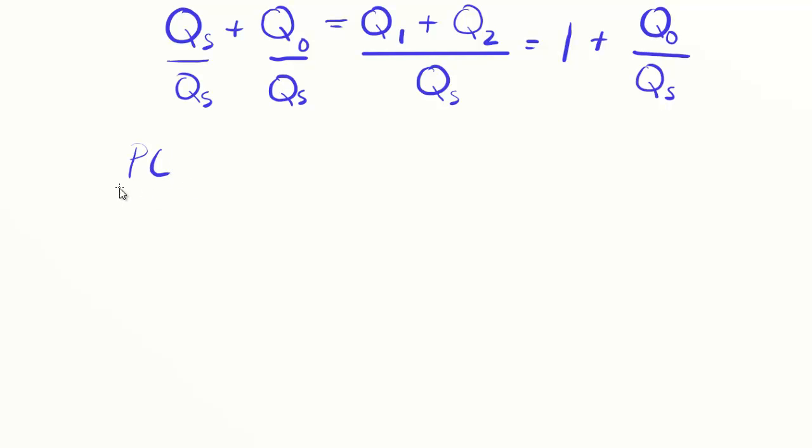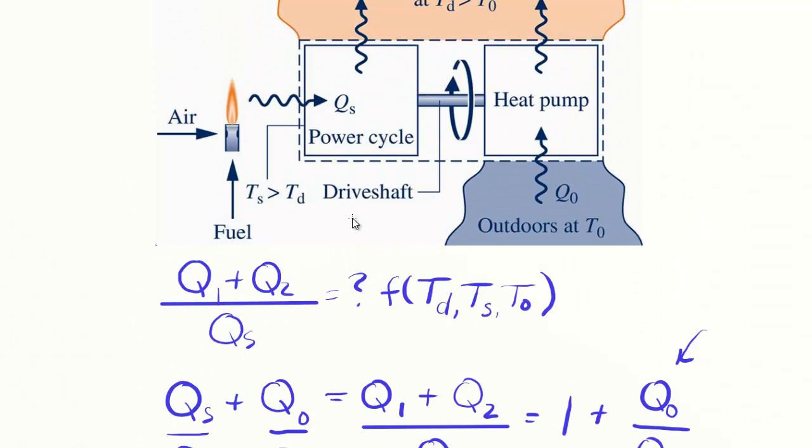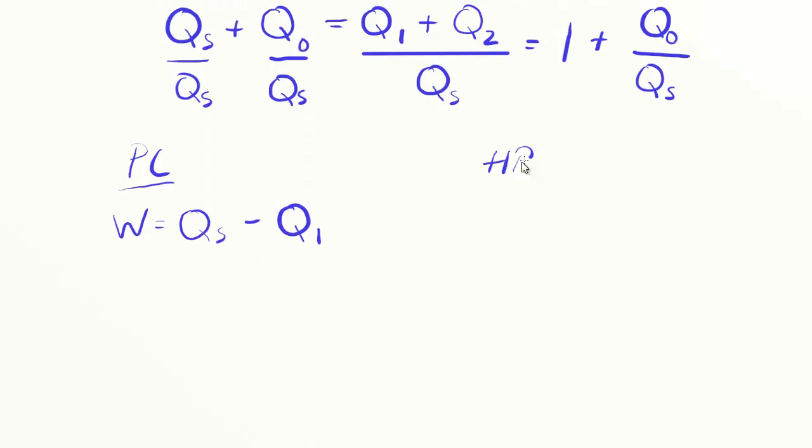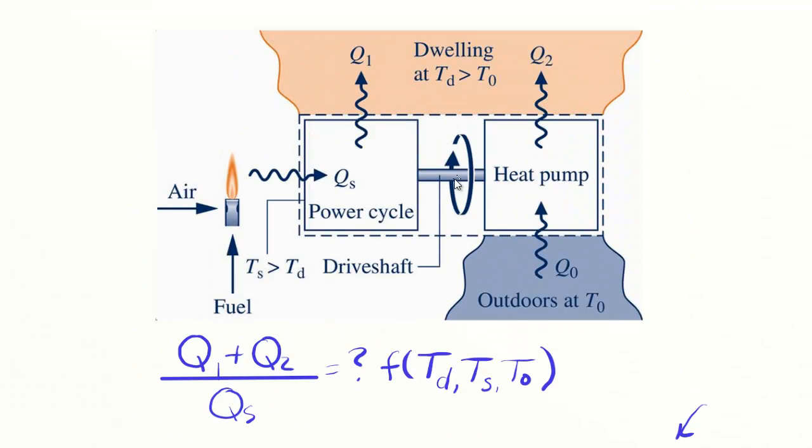For the power cycle, I'm going to call it just work between the two. That is equal to the source minus Q1. Let me just double check that that's correct. Yes, source minus Q1. And for the heat pump, we have the work is equal to Q2 minus Q0. So that should be straightforward enough. We just did energy balances here, and I'm calling this right here work. And that's the same between the power cycle and the heat pump, and that's what's going to allow us to really do this problem.